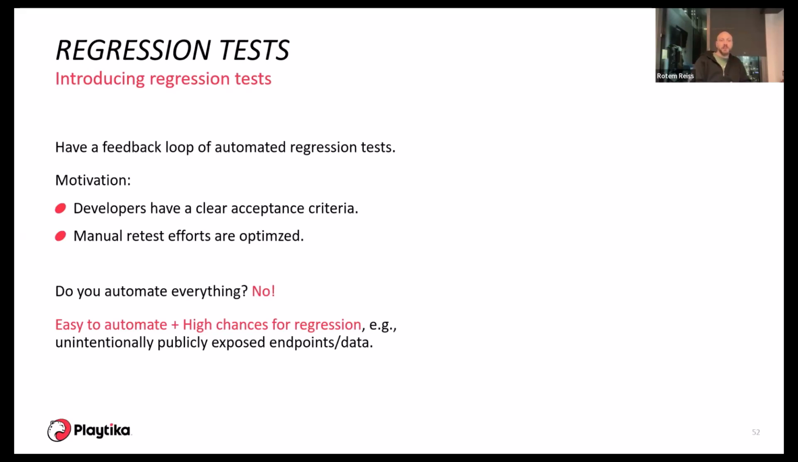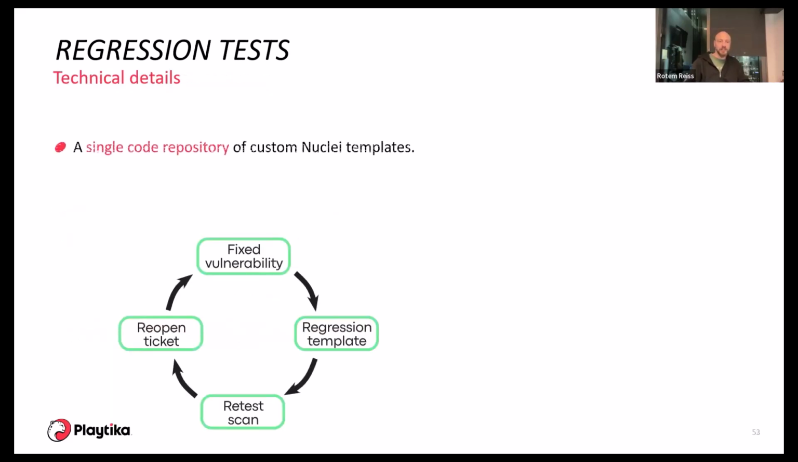So you might ask yourself, do you automate everything? And the answer is no, we don't automate everything. What we automate, and the two main rules that we have for what is aimed for automation is, first of all, is it easy to automate? And the second, is there a high chance of regressions? For example, things that we do automate is, like I mentioned before, the Nginx, and in general, unintentionally publicly exposed endpoints or data. This is a great example of what we do automate.